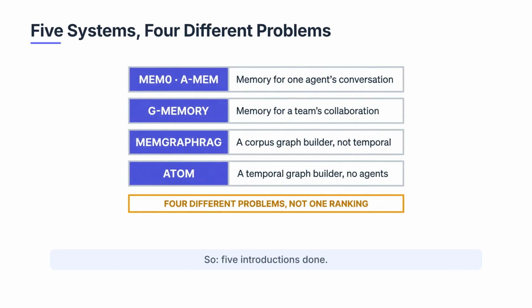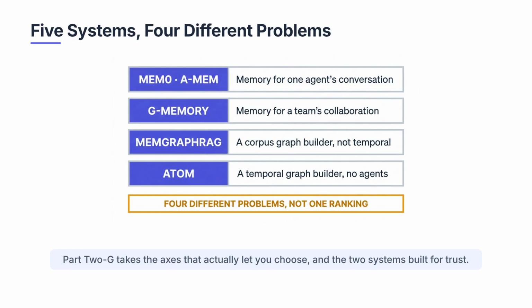So, 5 introductions done. Now resist the urge to rank them because they are not answering the same question. Mem0 and A-MEM are memory for one agent's conversation. GMemory is memory for a team's collaboration. There are no world facts in it at all. MemGraphRAG builds a better corpus graph and is not temporal. ATOM builds a temporal graph and has no agents. Part 2G takes the axes that actually let you choose and the 2 systems built for trust.